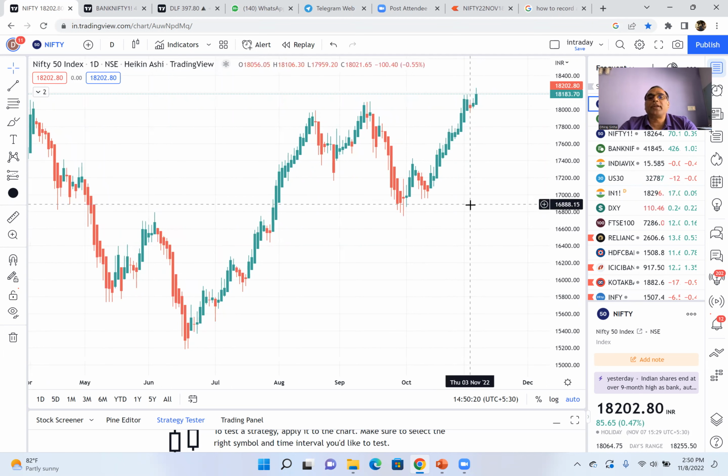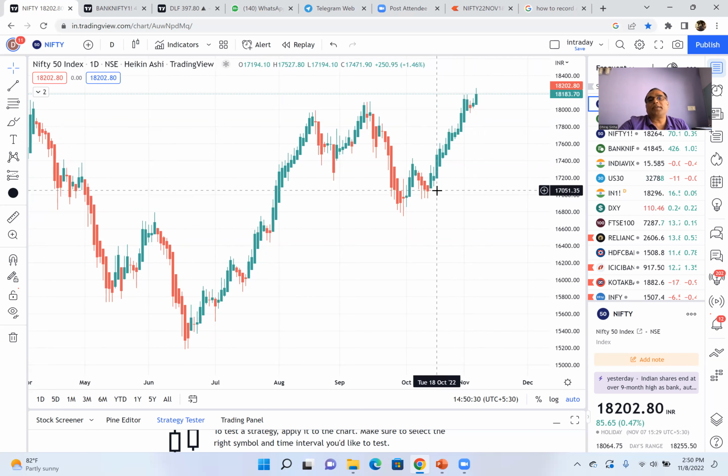Now see what happened on 3rd of November. 3rd November, we got an alert candle. So where did we enter the long trade? We entered the long trade on 18th October. Since 18th October, we are long till we reach 3rd November. 3rd November was an alert candle. So we are just alert. We did not flip our trade.